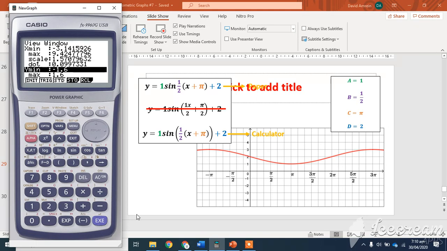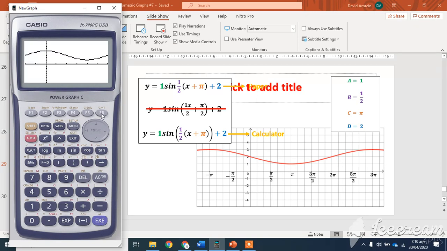Now come down to my y value. My minimum is negative 4, and my maximum up here, it's underneath, it's hard to see, but my maximum value is 5. So now I can go execute and redraw the graph, and you can see a good looking graph that is similar to the one on the screen.